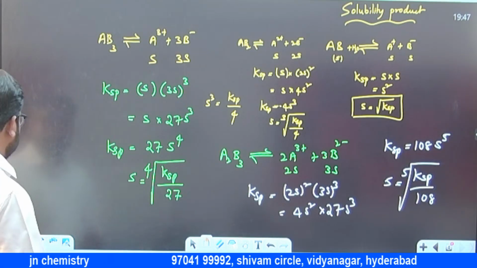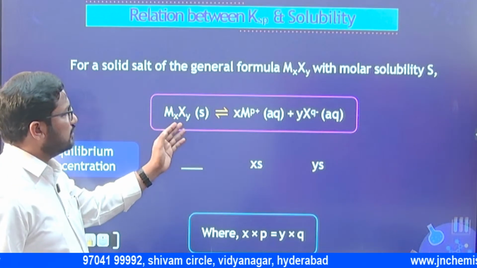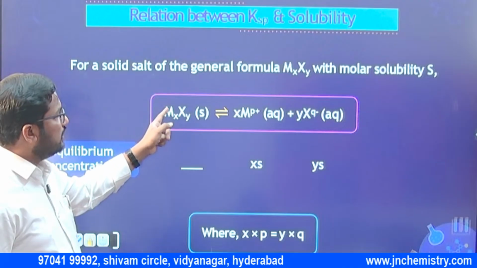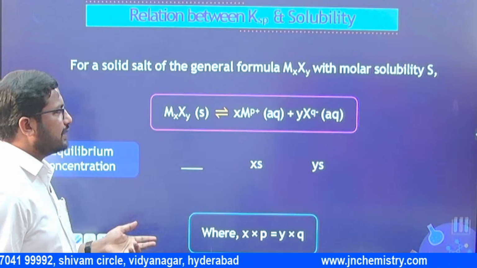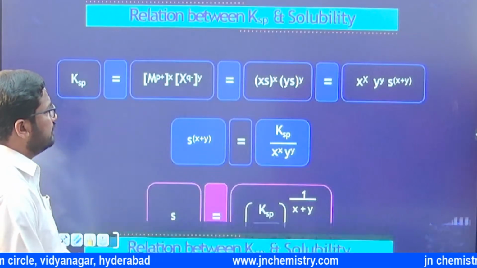Done? So for MxYy type, it is just the AxBy type, so there is no need to calculate separately.